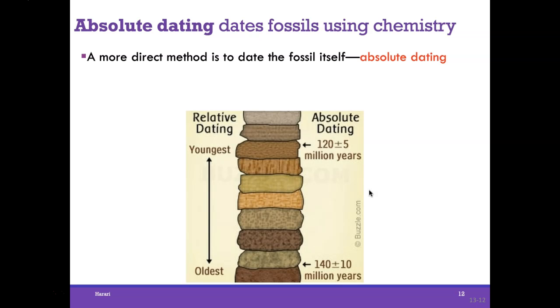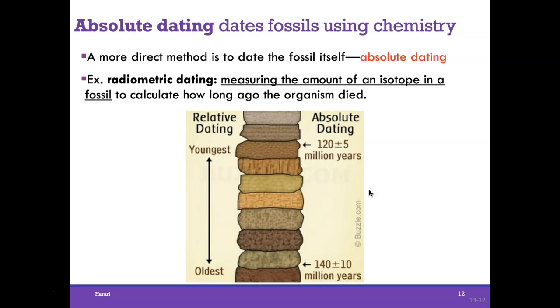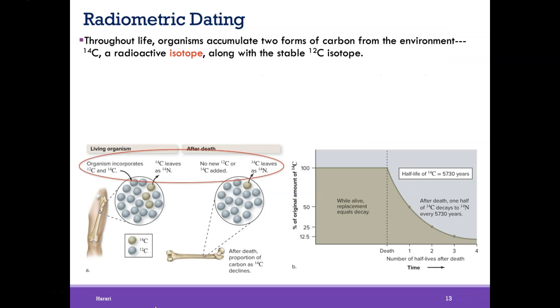However, absolute dating is a lot more specific. So researchers could use absolute dating, also called radiometric dating. And this measures the amount of an isotope in a fossil to calculate how long ago the organism died. So whereas relative dating basically tells you this rock is older than this one, absolute dating can tell you how many millions of years old each rock is by measuring the amount of an isotope in a fossil. And if you remember, an isotope is an alternate form of an element with a different number of neutrons.